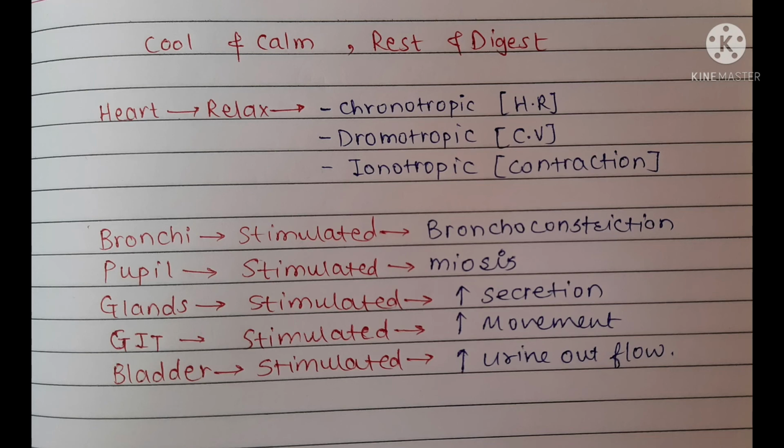Next is bronchi. At rest condition our body doesn't require more oxygen, so bronchi are constricted. Then pupil. Pupils are also constricted. Circular muscles of the pupil constricted, that is miosis. Then glands. Glands are stimulated, increasing the secretion. GIT is also stimulated, increasing motility, and bladder is also stimulated, increasing urine outflow. So all these are workings of the cool and calm system, that is the parasympathetic system.